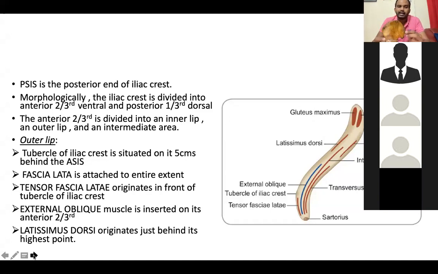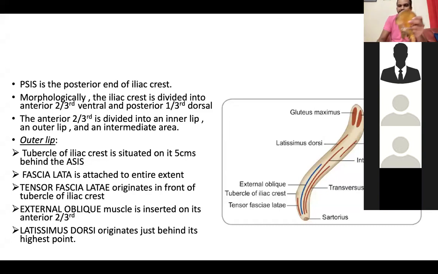Next, we will talk about the iliac crest. If you see here, everybody, this is the iliac crest. This is the anterior end, this is the posterior end, and this entire thing is the iliac crest. Now this iliac crest is divided into anterior 2/3 and posterior 1/3. Is it clear?